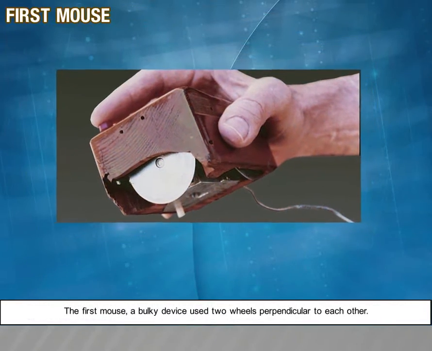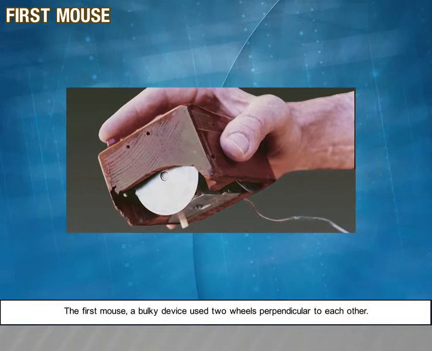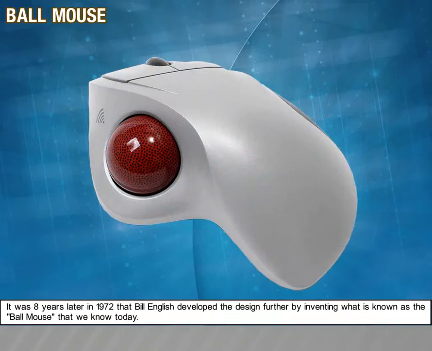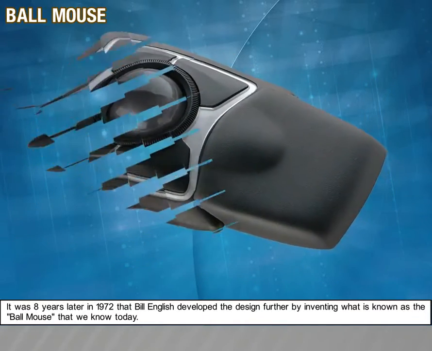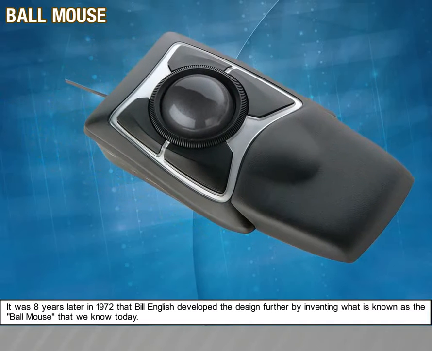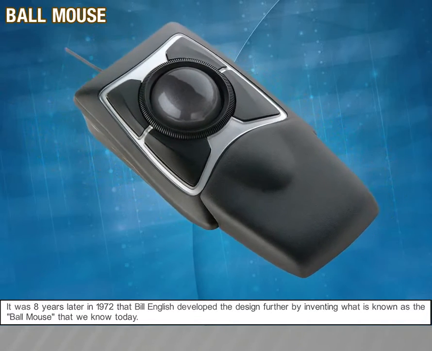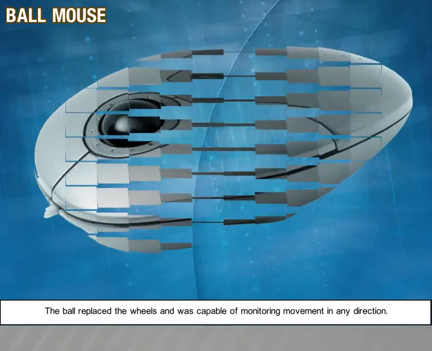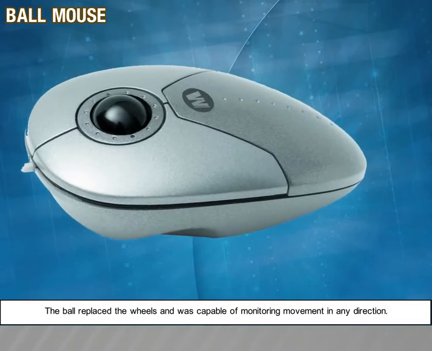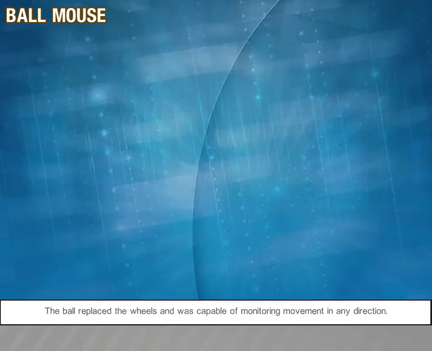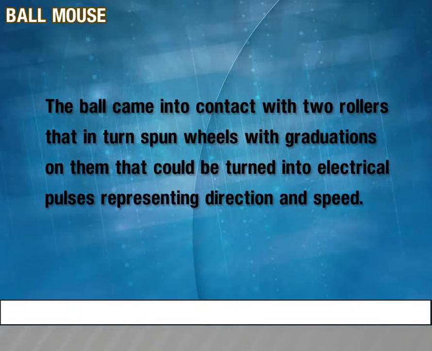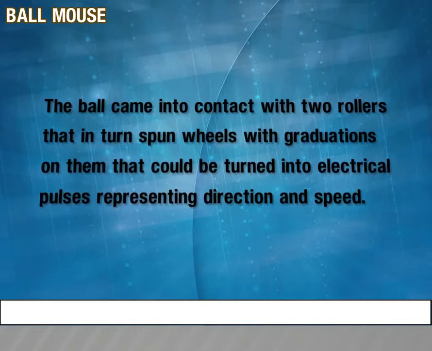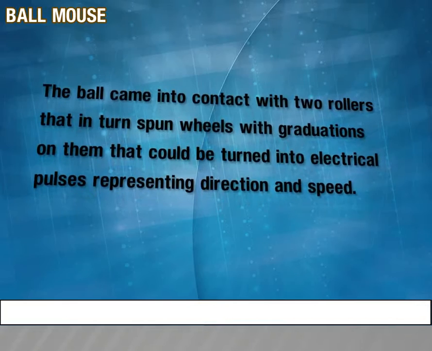The first mouse, a bulky device, used two wheels perpendicular to each other. It was 8 years later, in 1972, that Bill English developed the design further by inventing what is known as the ball mouse that we know today. The ball replaced the wheels and was capable of monitoring movement in any direction. The ball came into contact with two rollers that in turn spun wheels with graduations on them that could be turned into electrical pulses representing direction and speed.